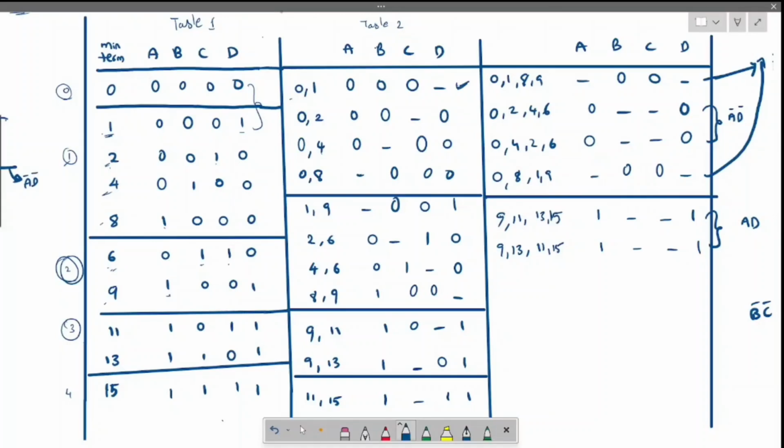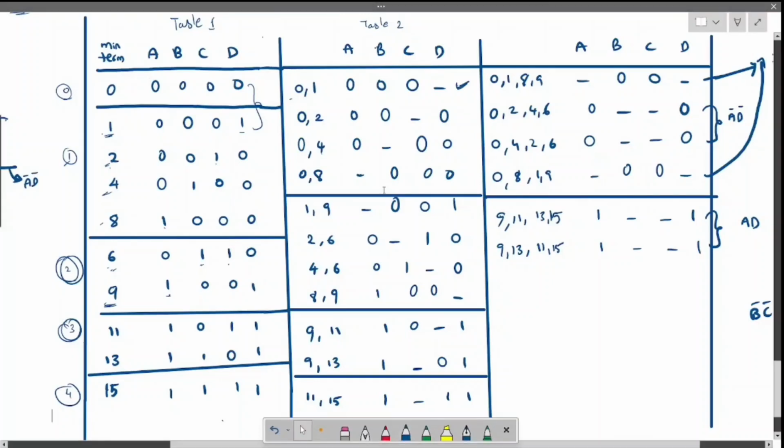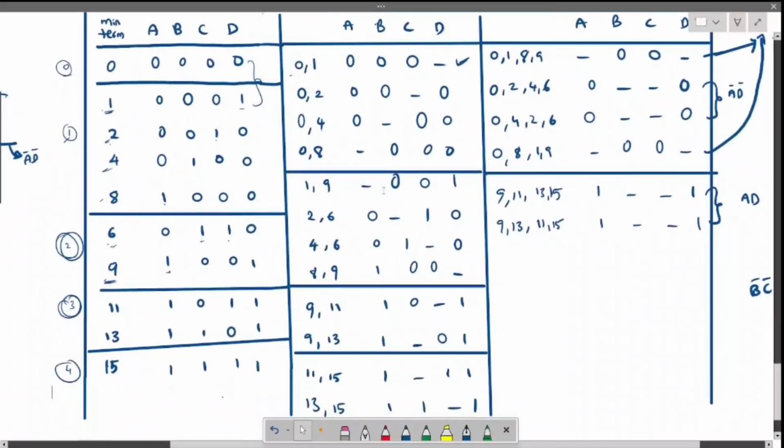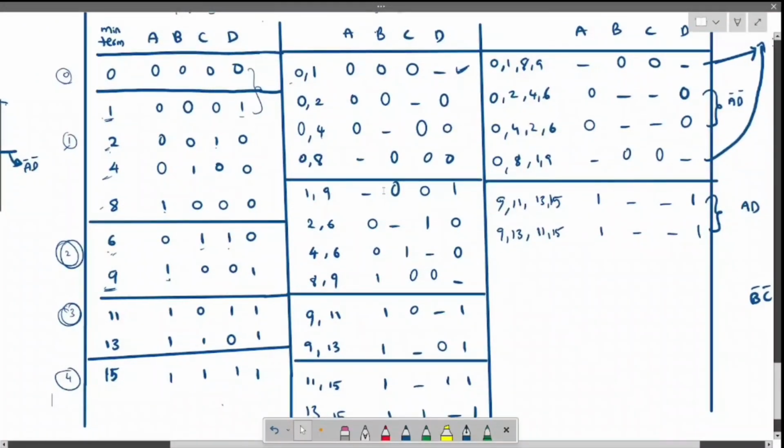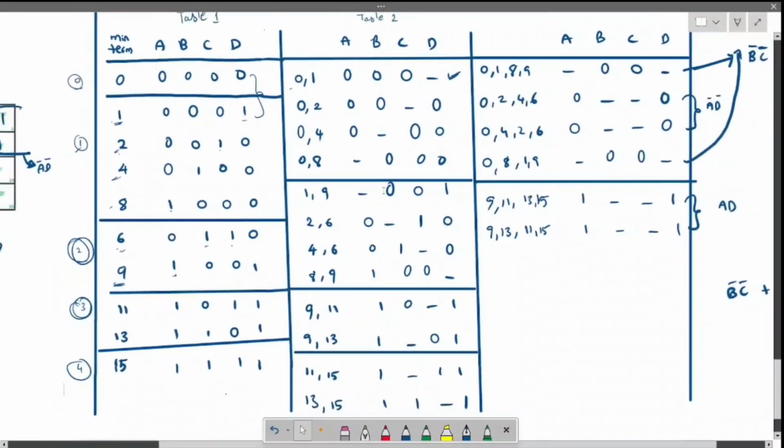Okay. Now let us move with the 9. Here we have 1 1 1 1. We can make two groups with the 9 11 and 9 13. Okay. Now with the 3 and 4, we can make like this: 11 15 we can make, and 13 15 also we can make. Okay. We are done with the table 2.